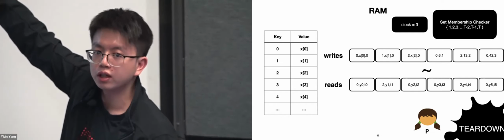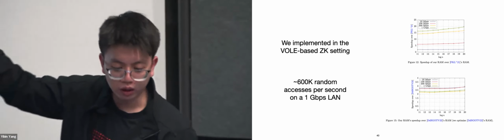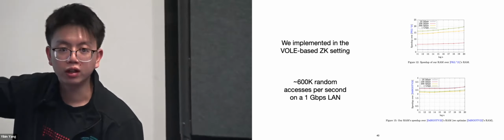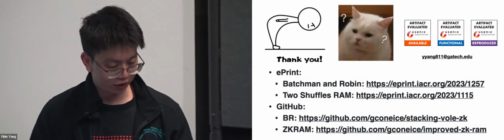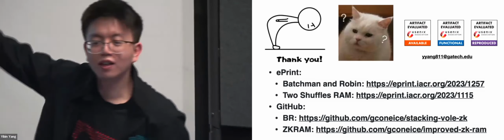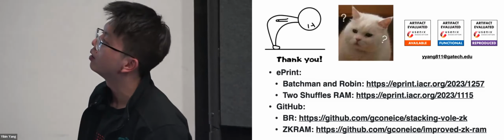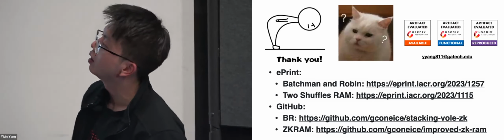I also want to show you some concrete numbers where we implemented this scheme and compared it to the paper I mentioned. We achieved some improvement, according to our asymptotic analysis. So with this, I guess it's time and I want to conclude. This is where you can find our papers on ePrint, also our implementations if you are interested. I'm happy to take any questions you have. Thanks.